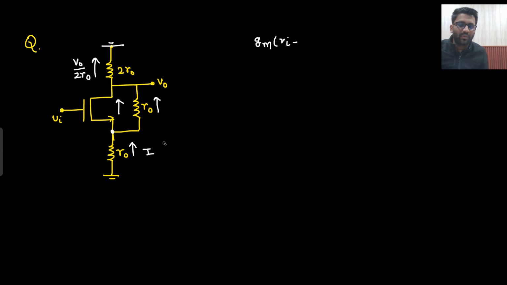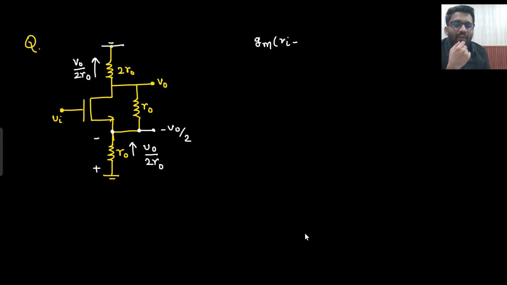That means how much would this current have been? This current would have been already V0 by 2R0 only. Say yes or no? Are you getting this point? So if that current is V0 by 2R0, that means the downward current is also V0 by 2R0. So if this current is V0 by 2R0, what will be this drop? This drop will be V0 by 2R0 into R0. So what are you getting here? Minus V0 by 2R0 into R0. So here what will be the voltage drop? Minus V0 by 2.